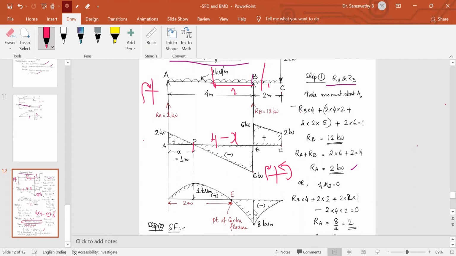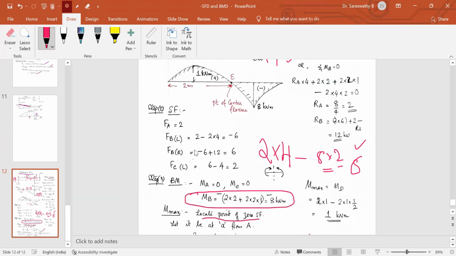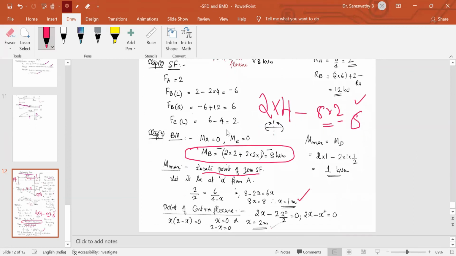So from the point D, you mark minus 8. Since it is a parabola, you have to connect this minus 8 and this 0 by a parabola. But remember, the moment is going to be maximum where there is zero shear force. I don't know whether this maximum is positive or negative. So only after calculating that value, we can draw the bending moment diagram. So I'm going to calculate the maximum bending moment value.